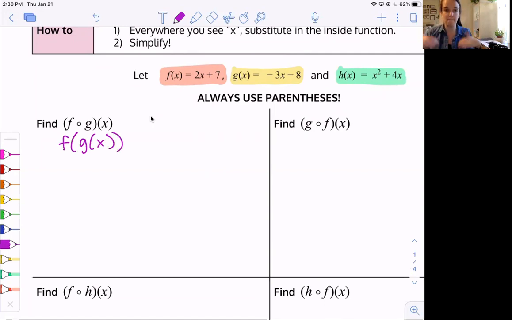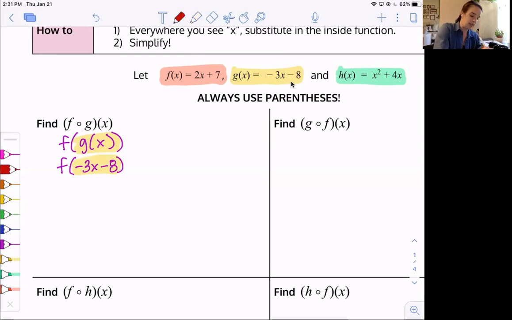And now there's no number to plug in, right? So I am going to go figure out what is g of x. Looking at my 3 equations, I know g of x is negative 3x minus 8. So I am going to take out g of x and put in negative 3x minus 8. So I'm doing f of negative 3x minus 8. The thing that I'm substituting in is going to be that entire function.